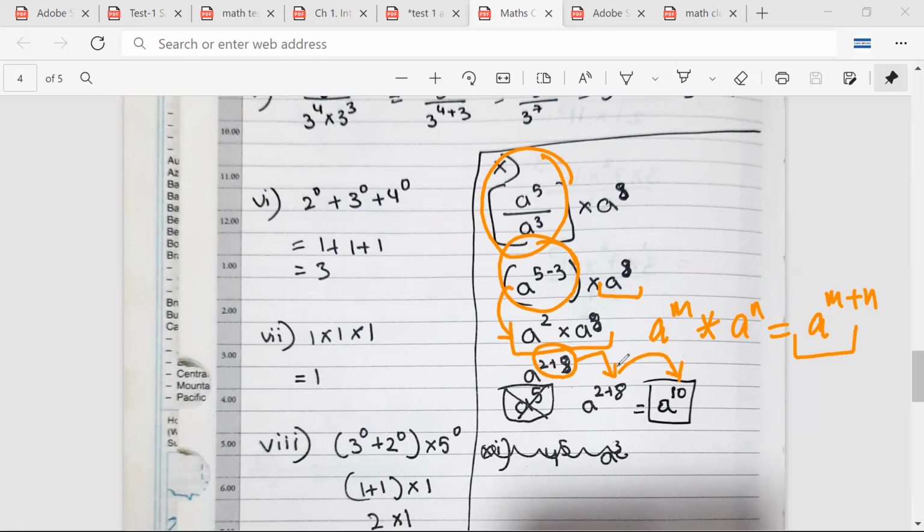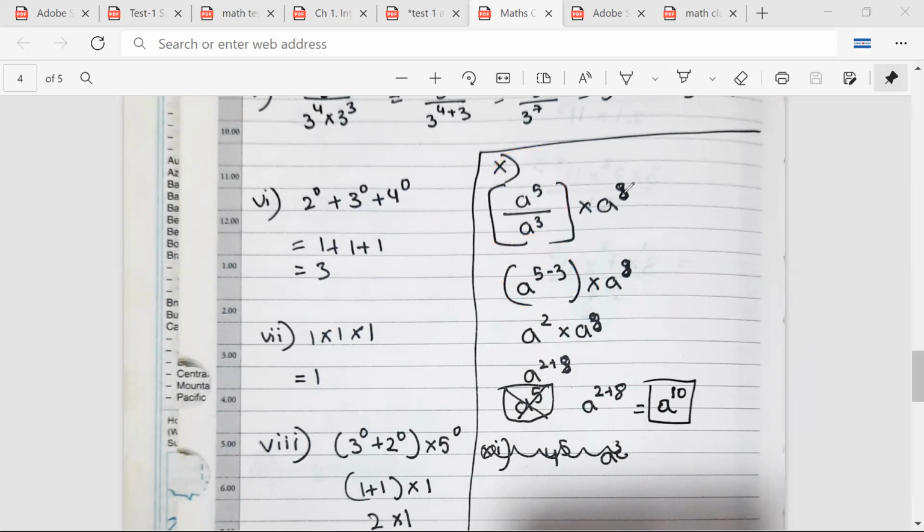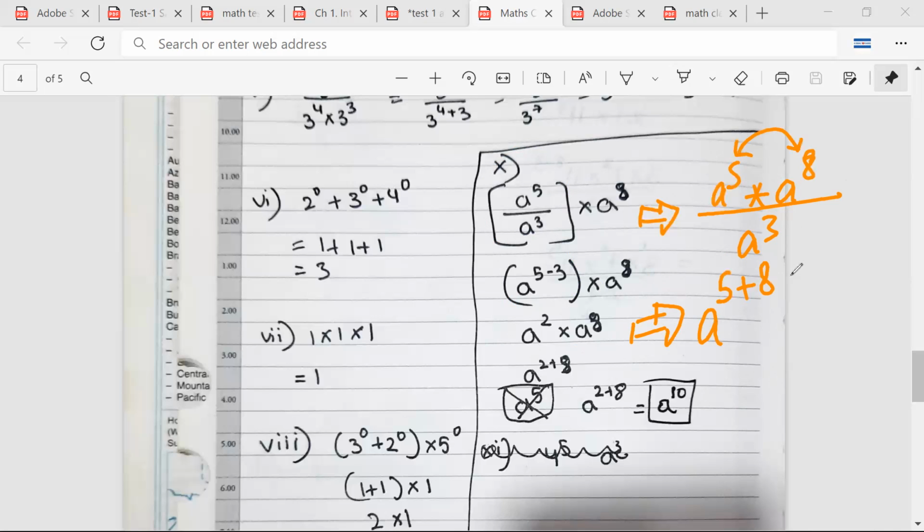Any doubt? No, sir. See, another way, if you want to take a leap, is I can write this as a raised to power 5 into a raised to power 8 upon a raised to power 3. Is it okay? Can I write like this? Then in one step only, I can write this as 5 plus 8, because this is 5 plus 8, and then I can write 3. Any doubt about this step?